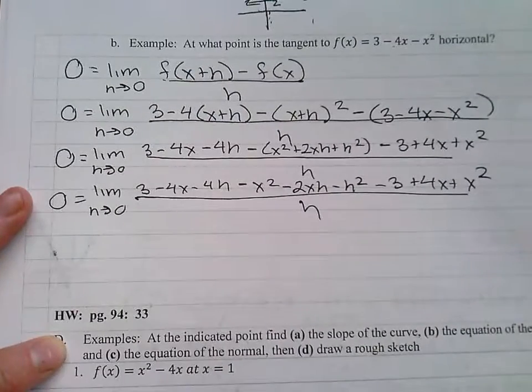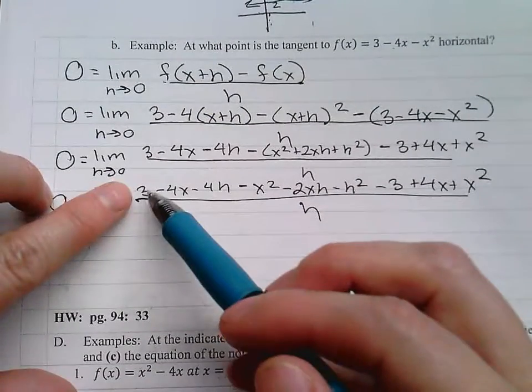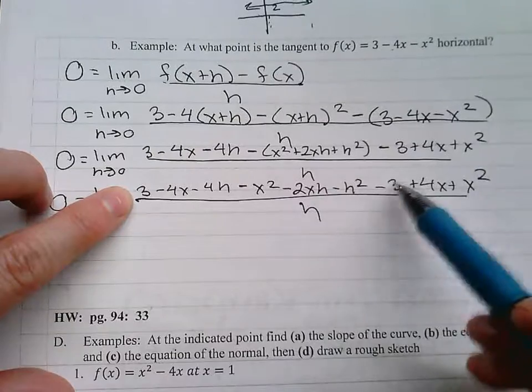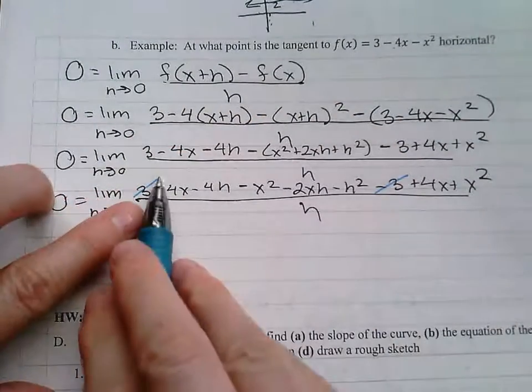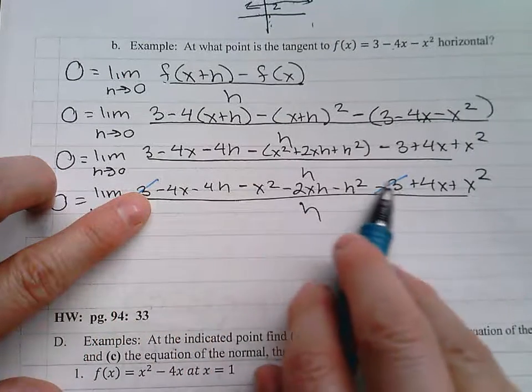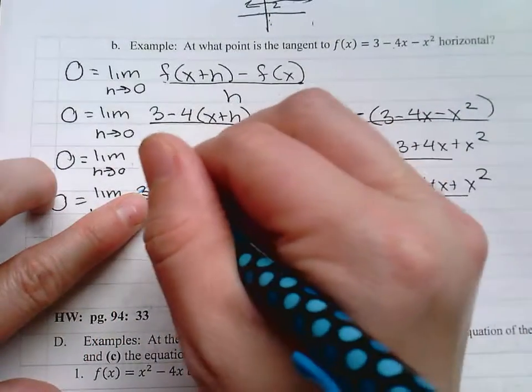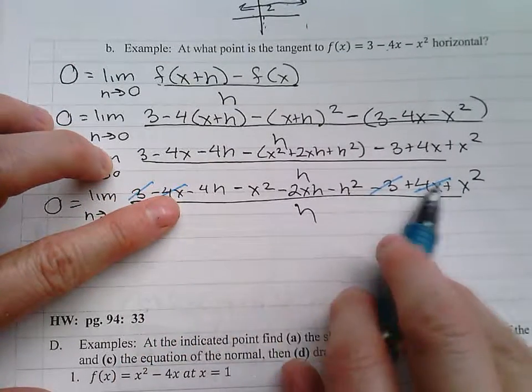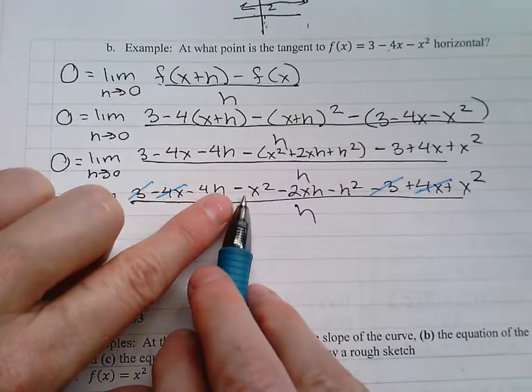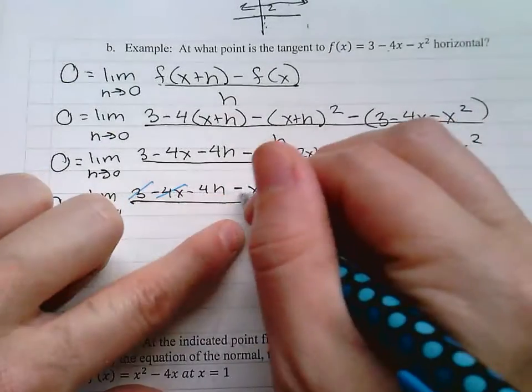Okay, so now it's time to cancel things out. So 3, just look for a minus 3. Boom, right there. So that's gone. Okay, negative 4x, so I got negative 4x. So negative 4x plus 4x is 0. That's gone. Negative 4h, there's no negative 4h. Negative x squared plus x squared.